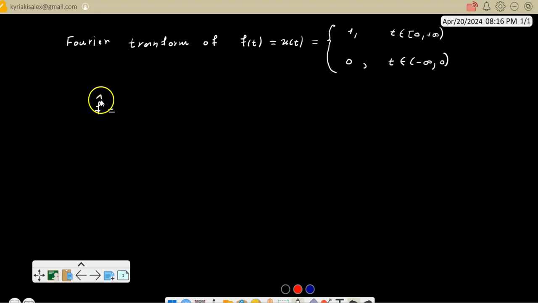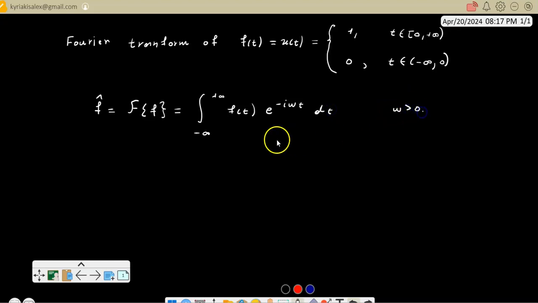We use this hat notation, which is the integral from minus infinity to infinity of the function f of t times e to the minus i omega t dt, where omega is greater than 0.